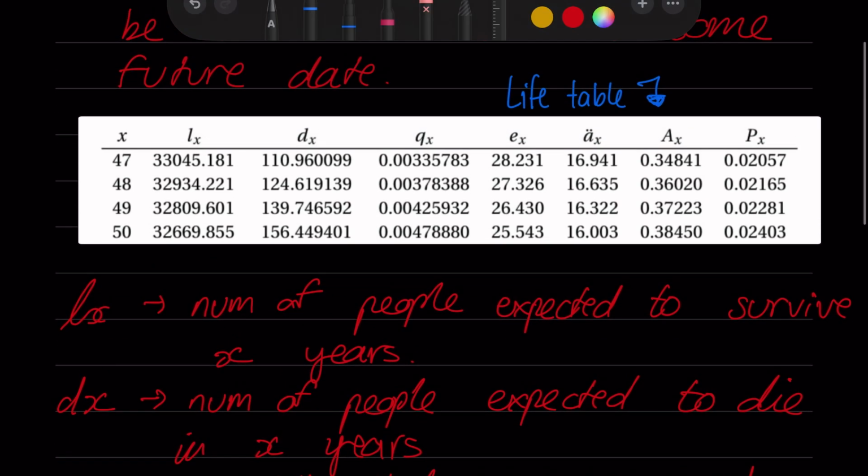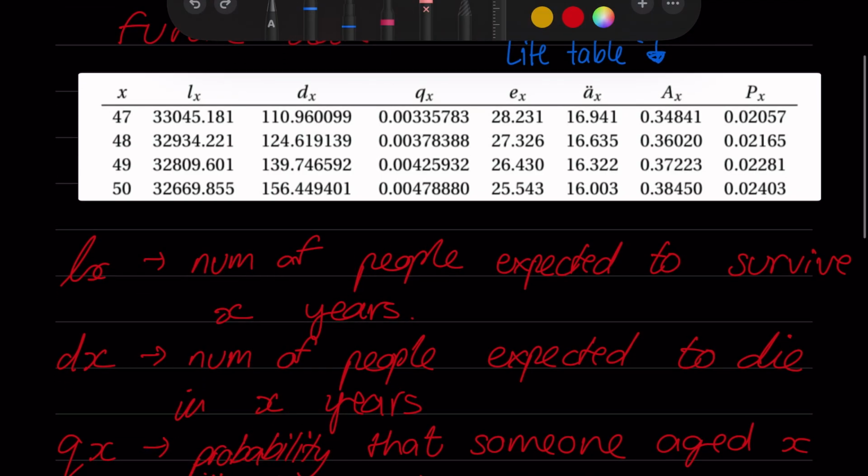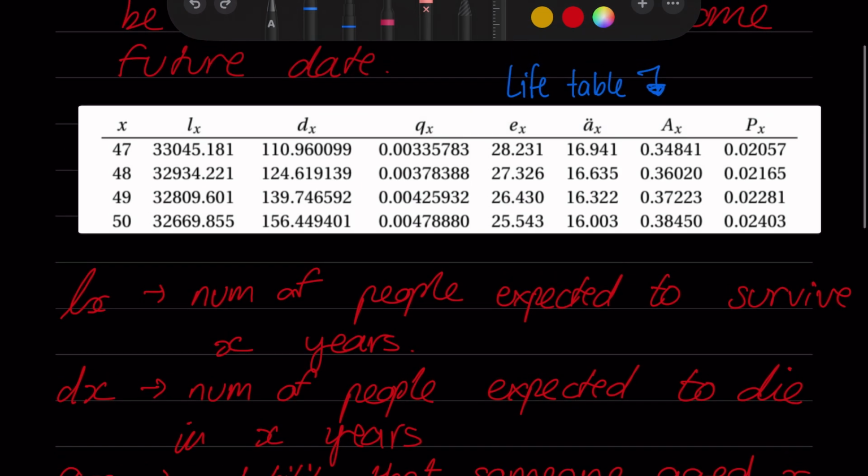So let's start here. X is representing their age. So we're dealing with 47, 48, 49, 50-year-olds here in this segment. So lx, the first column we've got here, is the number of people that is expected to survive x years. So we expect to have 33,045, whatever number of people alive at age 47. And then dx, the next column, is the number of people that are expected to die within that many years. So in 47 years, we expect 110 point something people to die.